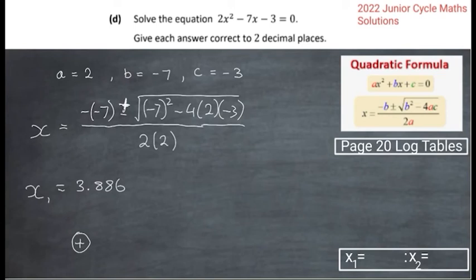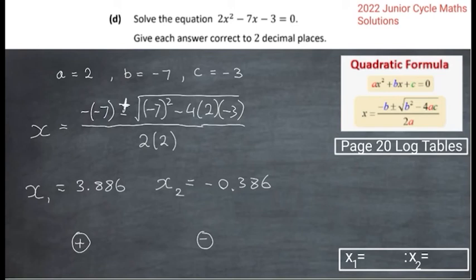And for x2 then, the second root, which is for the negative, and that will be negative 0.386. All right, so let's round them to do the two decimal places as required. So what we're going to do now is focus on the third and fourth term.